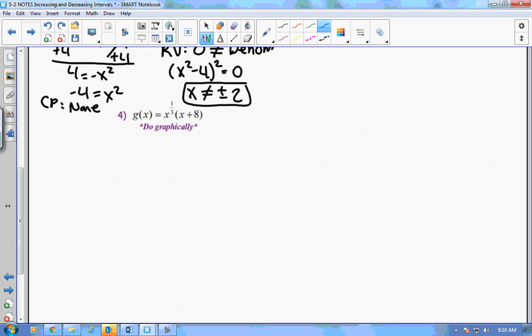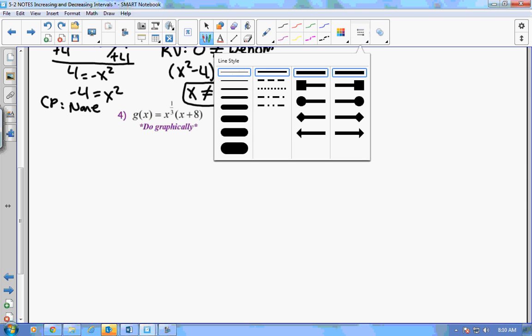Okay. g of x equals x to the 1/3 times x plus 8. Find the domain. This is a parent function that hopefully you know. And if you don't know, you can break it up piece by piece. x to the 1/3 means it's a, what type of function? Cube root. What does a cube root function look like?